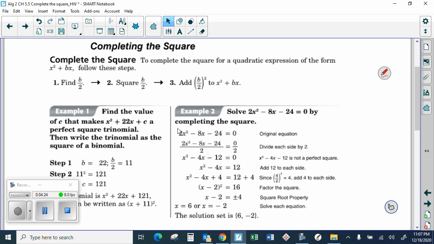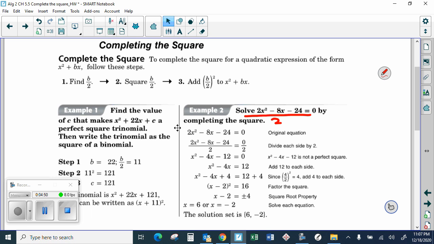All right, now solving a quadratic by completing the square. This time the leading coefficient is not 1. When it's not 1, there are two ways to do it. Notice here all these are even numbers, so I could divide the entire equation by 2. It all divides nicely and gives me all integers, as they did here. It gives you your x squared minus 4x minus 12.